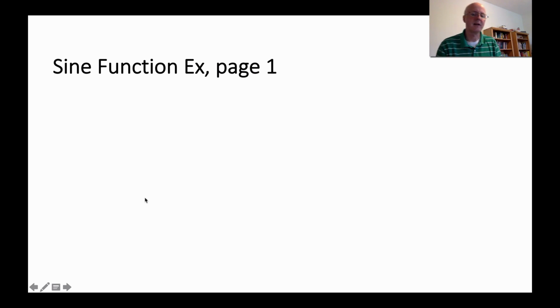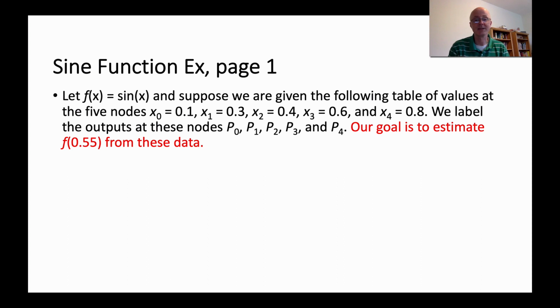Let's look at an example of the sine function before we go to the spreadsheet. Actually, with the spreadsheet, we will re-emphasize the same sine function example. So we're pretending we know our underlying function, the sine function, and when our nodes are between 0.1 and 0.8 here, you know that the sine function is pretty well behaved. Oh, the input's in radians here, by the way. It's going to look about like this. That'll be the sine function between x is 0.1 and x is 0.8. Label the outputs of these nodes P0, P1, P2, P3, and P4. Our goal this time is to now estimate f of 0.55. I picked a different number.